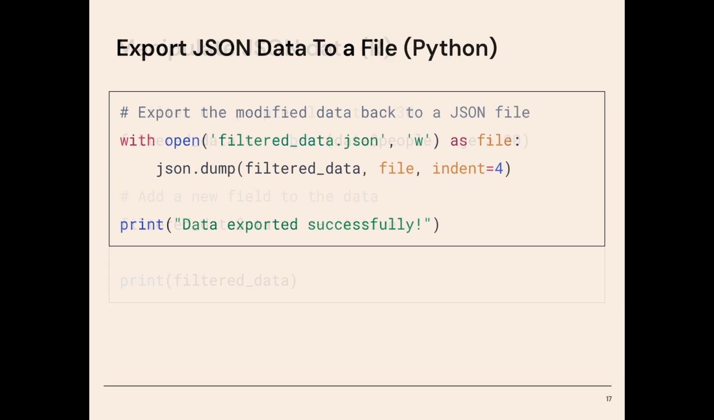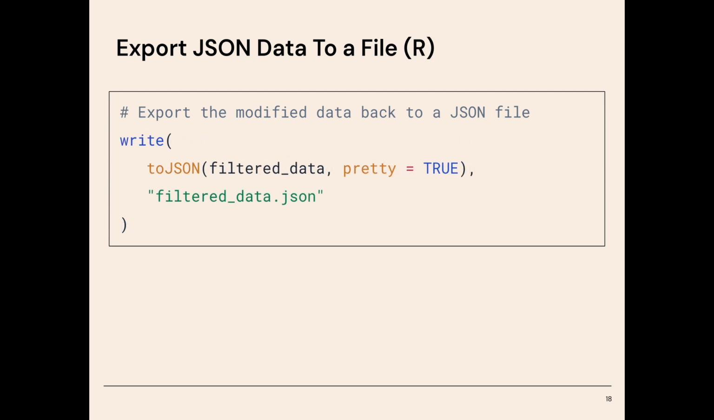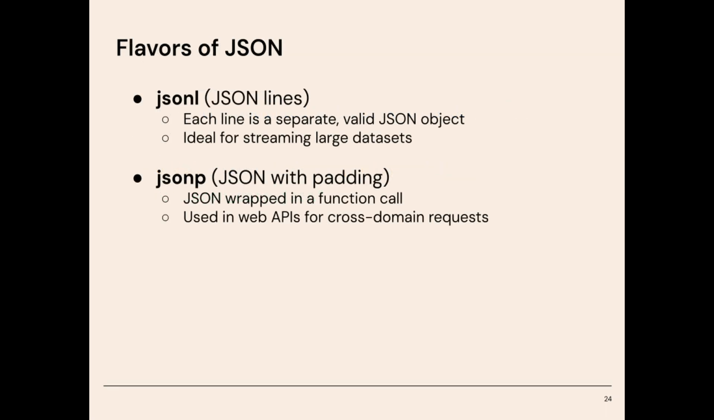Finally, let's export our modified data back into the JSON file. In Python, we can do this easily with json.dump. Here, I'm using the json.dump function to write the modified data to a new file called filterdata.json. The indent equals 4 argument formats the data with proper indentation for readability. In R, to export the manipulated data back to a JSON file, you can use the toJSON function from jsonlite. Here, I'm using the toJSON function, and the pretty equals true argument ensures that the output is nicely formatted. Then we write it to a new file with write. Whether you're using Python or R, working with JSON is very simple once you get the hang of it.